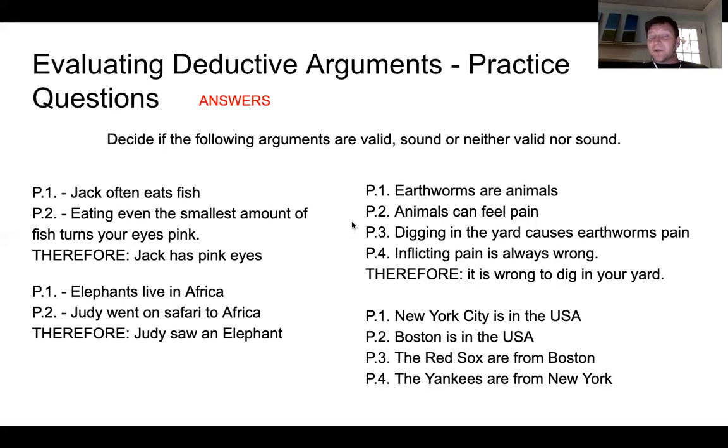Premise 2, animals can feel pain. Premise 3, digging in the yard causes earthworms pain. Premise 4, inflicting pain is always wrong. Therefore, it is wrong to dig in your yard. That is a valid deductive argument. That is, given these 4 premises, this conclusion is guaranteed. This is the conclusion you must reach. Okay, it is inescapable that if these 4 things are true, it is wrong to dig in your yard.